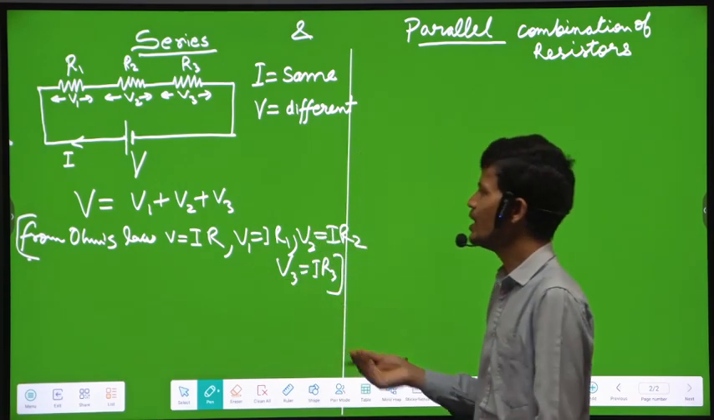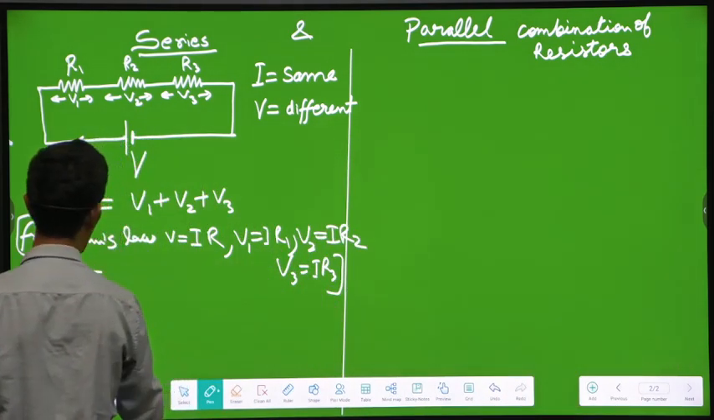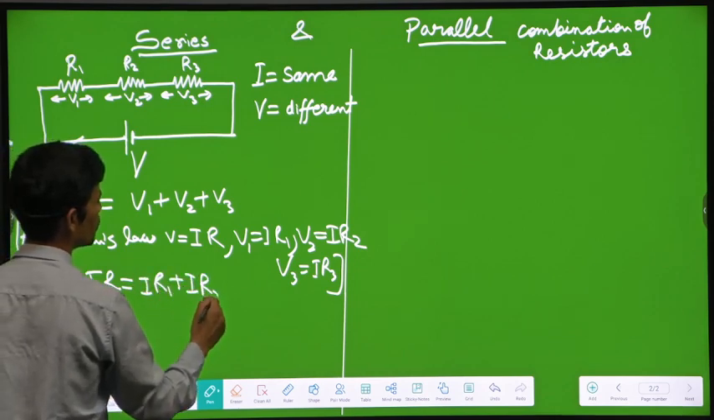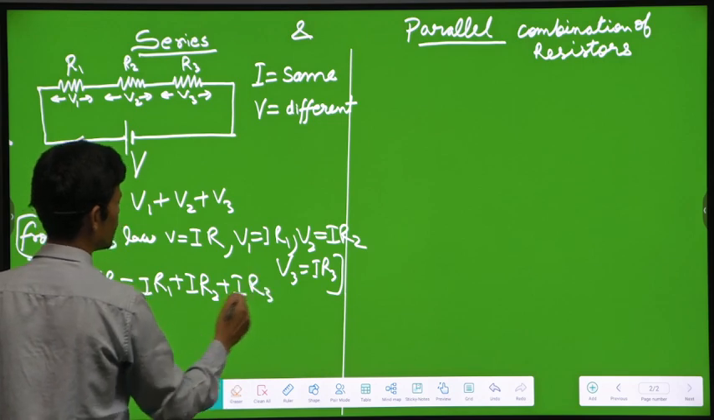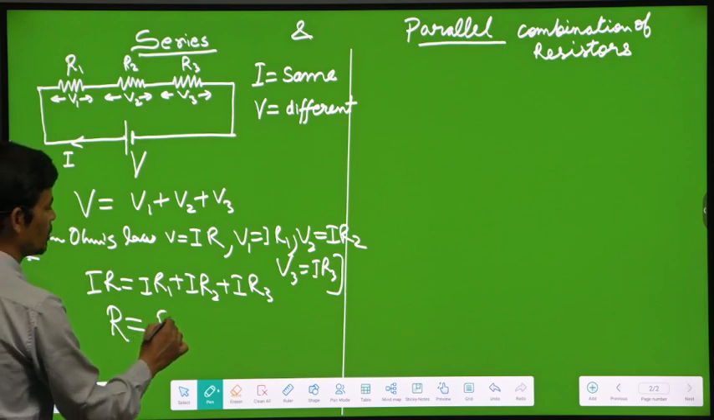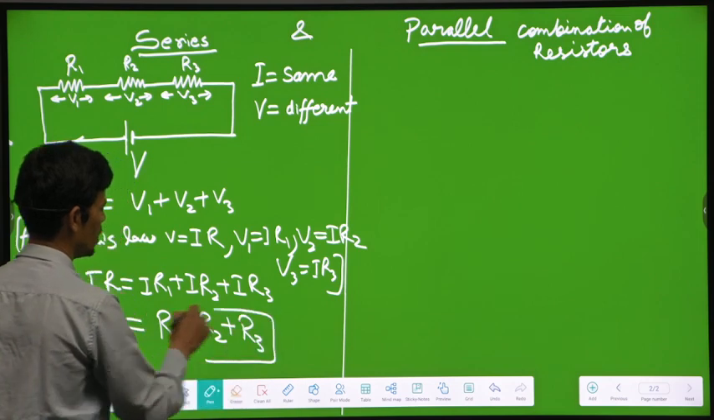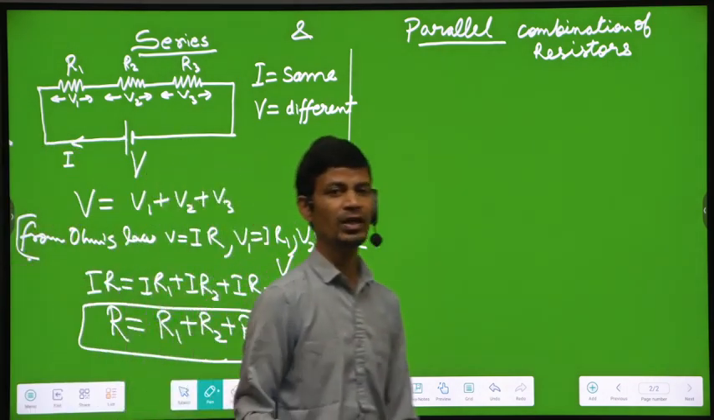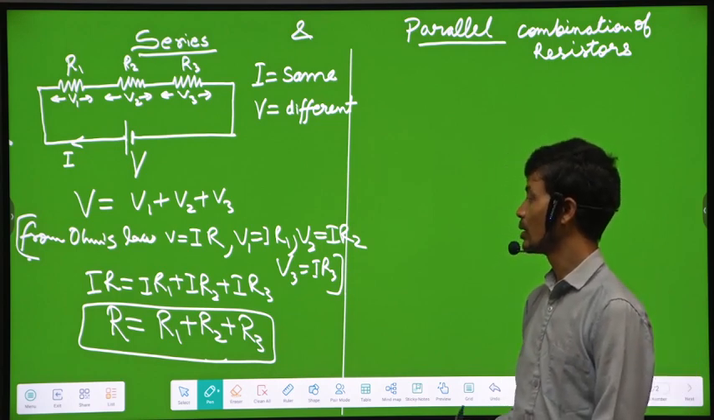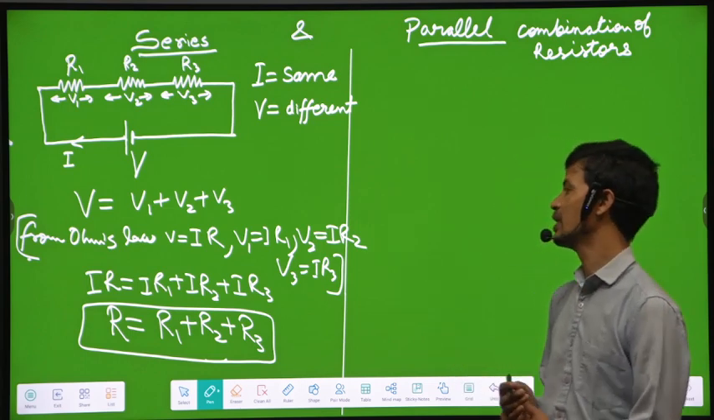Remember, I is the same. So IR is equal to IR1 plus IR2 plus IR3. If we divide the entire equation by I, we will get R equal to R1 plus R2 plus R3. Now many of the students will say, this is what we are saying. Yeah, but when we solve the parallel combination, then you will get the answer.